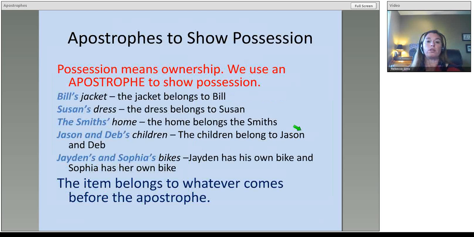We also use apostrophes to show possession. Now possession means ownership. And that apostrophe will clue your reader in that you're talking about ownership. So Bill's jacket, the jacket belongs to Bill. We add that apostrophe S to show possession. Susan's dress, the Smiths' home. Notice here we made Smith plural by adding an S and then an apostrophe. Jason and Deb's children, joint ownership, we add the apostrophe and then the S. Jaden's and Sophia's bikes. They each have their own bike, so they each get an apostrophe S.